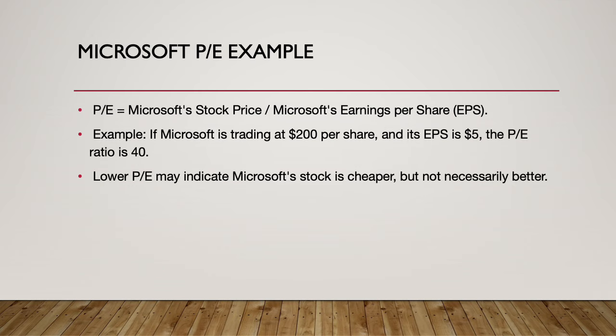Microsoft will be the example of this PE ratio. PE is Microsoft's stock price divided by Microsoft's earnings per share. Example: if Microsoft is trading at $200 a share and its EPS is $5, the PE ratio is 40. The lower PE may indicate Microsoft's stock is cheaper, but not necessarily better.